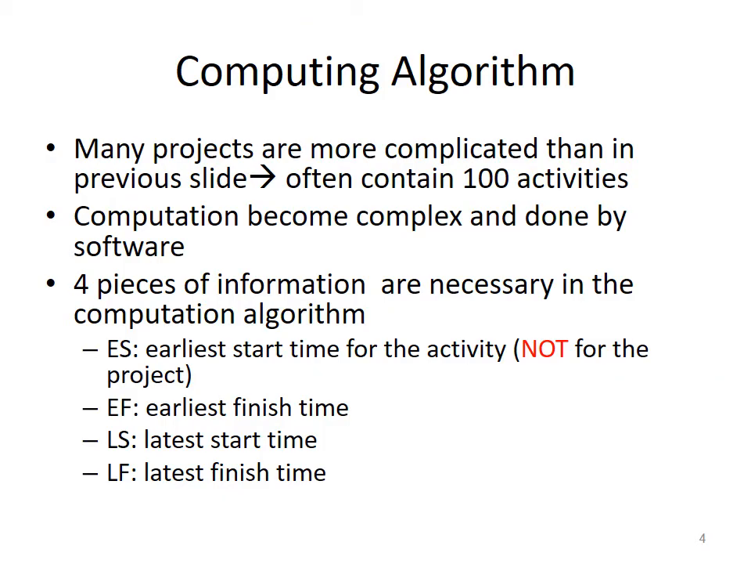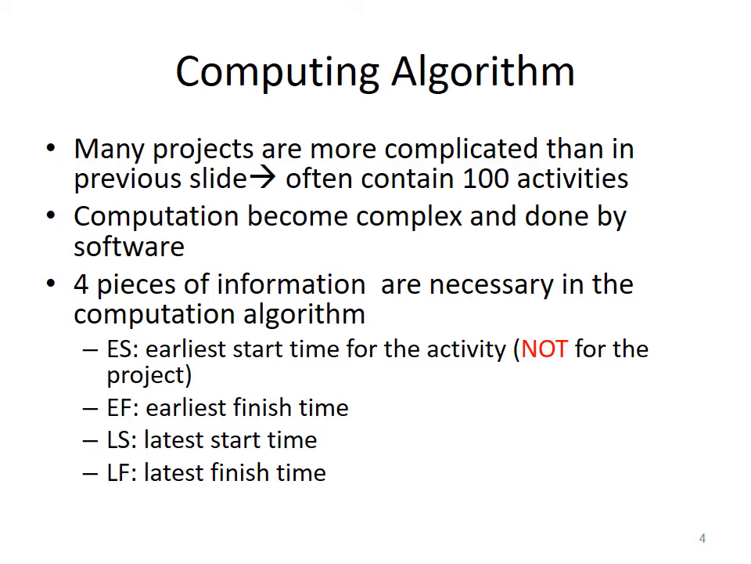In reality, the projects are more complicated than what we have learned before, and they often contain more than 100 activities, and therefore the computation of the whole project duration become more complex, and usually this is done by software. So for the software to do the computation, 4 pieces of information are necessary, and these are: the first one is earliest start time, or ES.